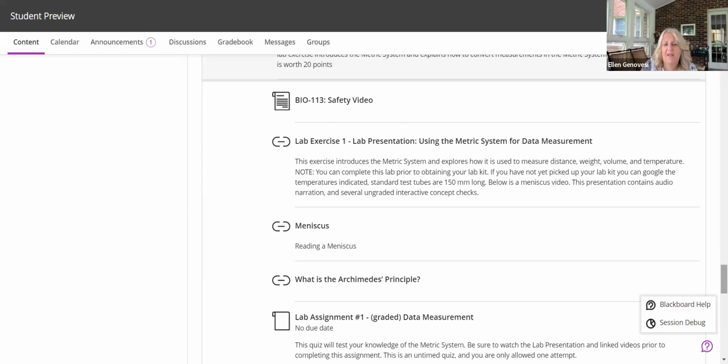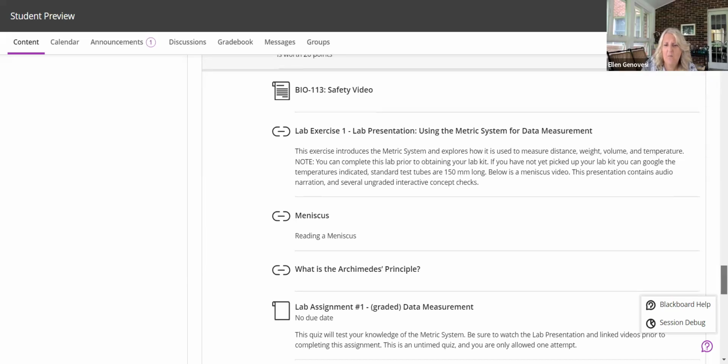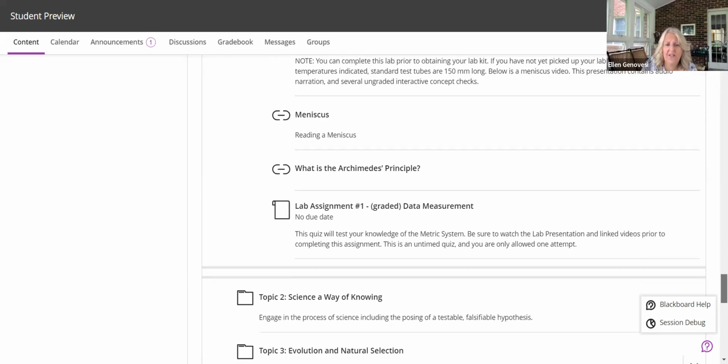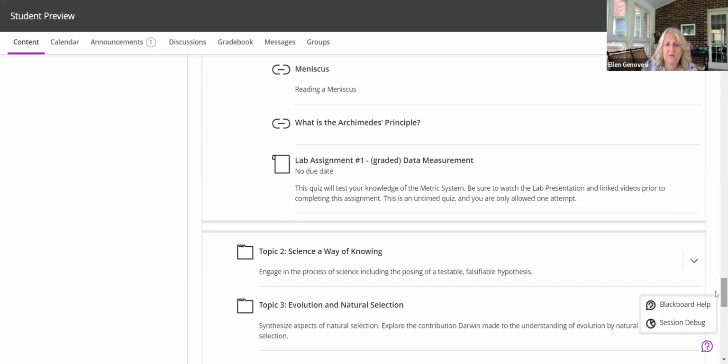Since you don't have your lab kit yet, you can just Google the temperatures, and it discusses meniscus. There's a video on meniscus below. So you can easily get through the first 2 labs without having your lab kit. It gives you extra time to pick it up. What is Archimedes' principle? Definitely need to watch that. There may be some questions on the lab assignment.